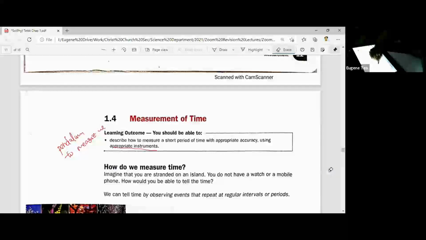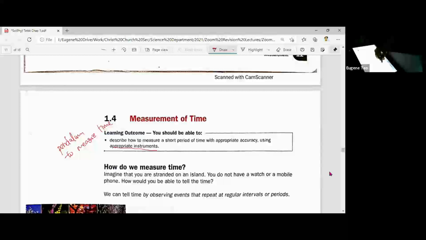Sorry, ugly handwriting. Let me change this a little bit to measure time. So a pendulum can be used to measure time. How do you go about doing it? It's actually mainly to calibrate it. Once you have calibrated it, you know that maybe 20 swings equals 30 seconds. And then from there, you can use the pendulum itself to gauge how long other things are.